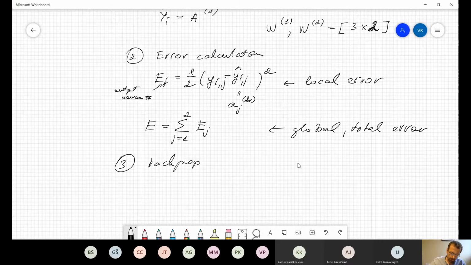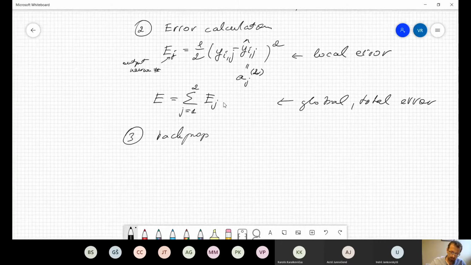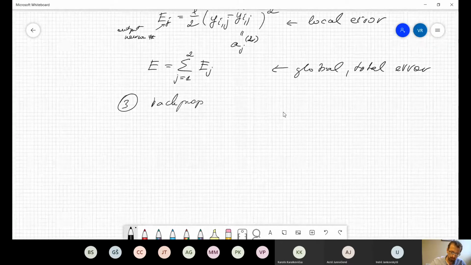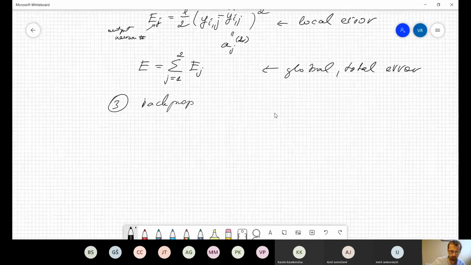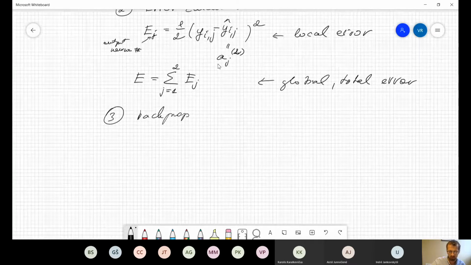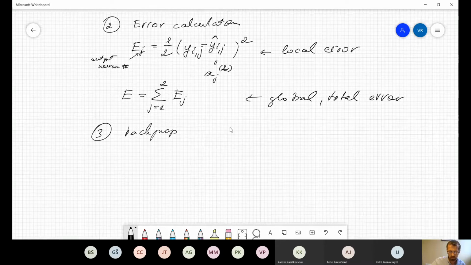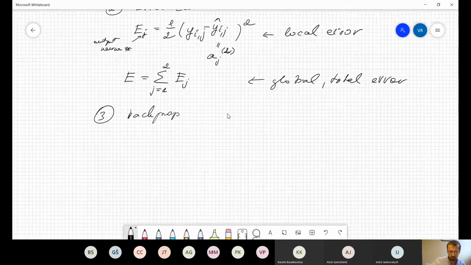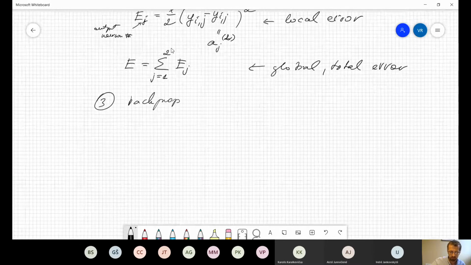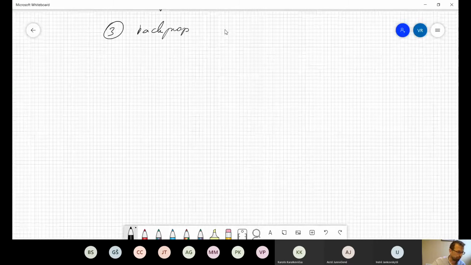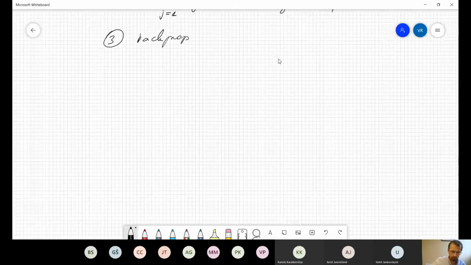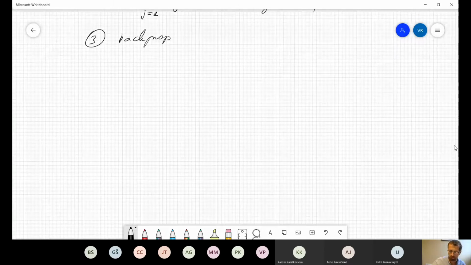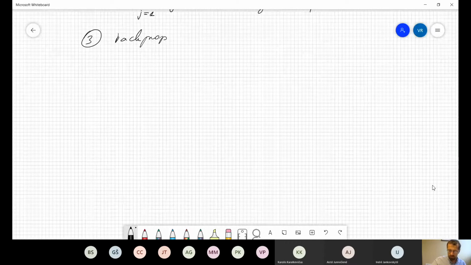Okay, then we have looked into some error calculation. This is a simple approach for the calculation of regression. So basically, this is the sum of squares. This is our error, and the total error is the sum of these. Okay, so this is where we are. We have to look into the backpropagation. So let's go into that.